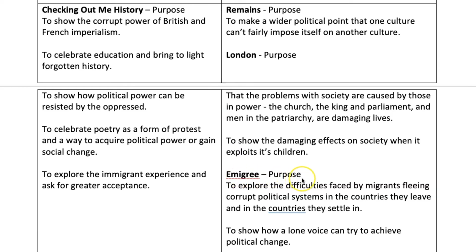However, Emigre also works super well because it explores the difficulties faced by migrants in a different culture. They're fleeing a corrupt political system, and these were rebelling against political systems, many of the people in Checking Out My History. And we've got this idea of leaving one country and settling in another, which of course is the narrative of the poet. That's exactly what he's done. And again, to show how a lone voice can try to achieve political change. That links directly to Checking Out My History. It's me, I'm checking out my identity, as he says at the end.